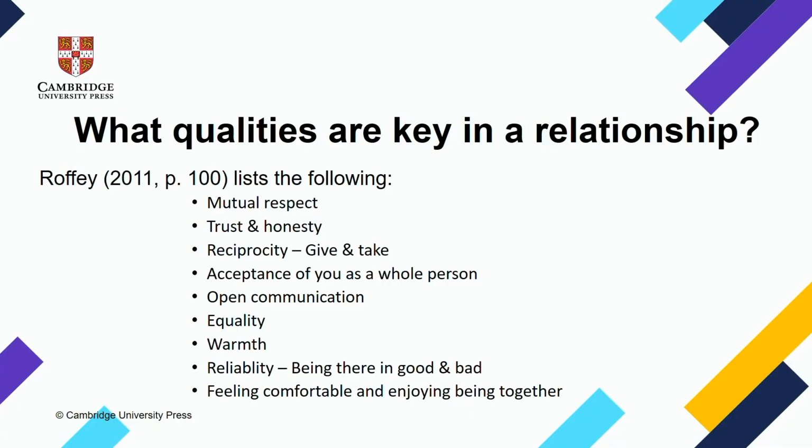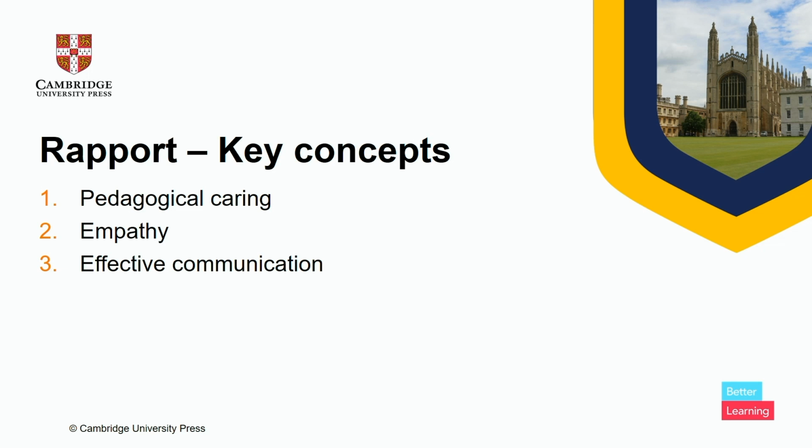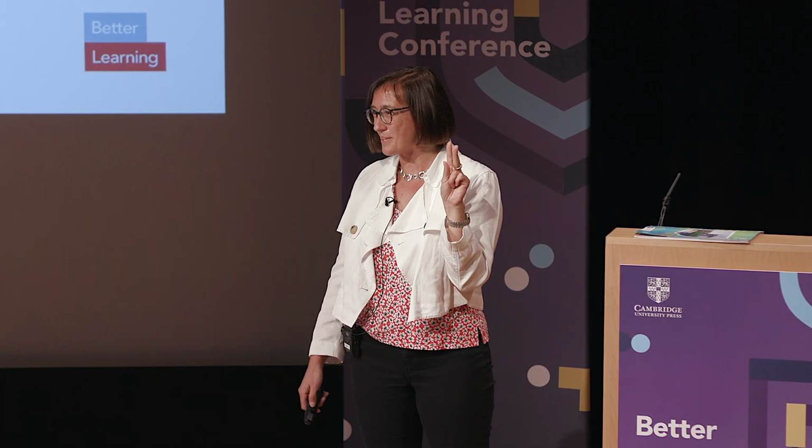These relationship qualities are what all humans look for. And it doesn't matter who you are, and it doesn't matter what level you're at, it doesn't matter where you are. We all want to have these dimensions to the relationships that we engage with, whatever kind of relationships those are. So there's three key concepts in relation to rapport. I'm just cherry picking to give you a flavor of some of the issues. And I've chosen to focus on three things: pedagogical caring, empathy, and effective communication. It's only a quick snapshot, but just to give you a flavor of some of the things that we can be looking at and thinking about.